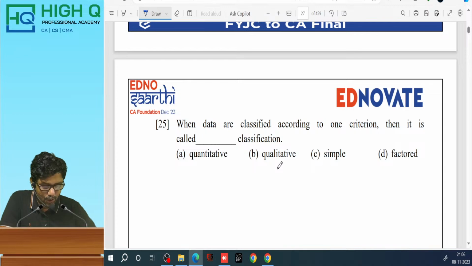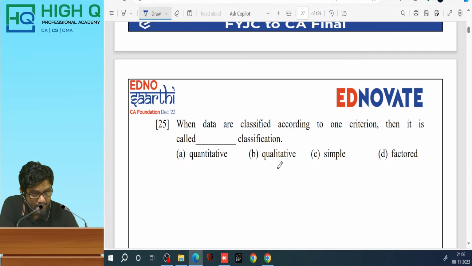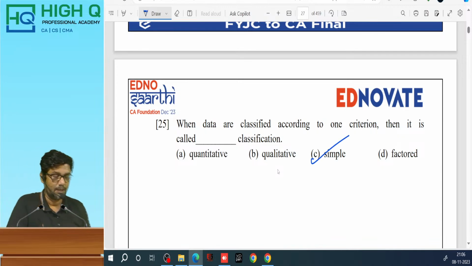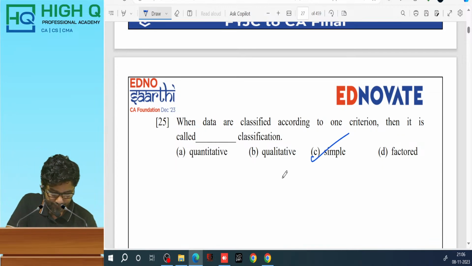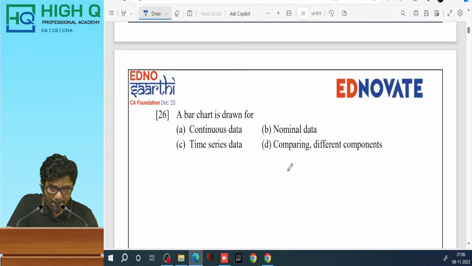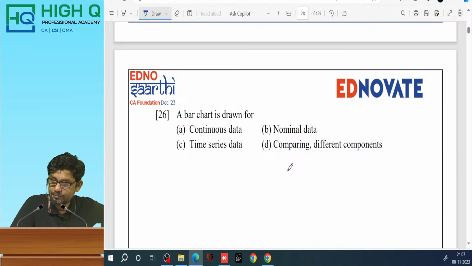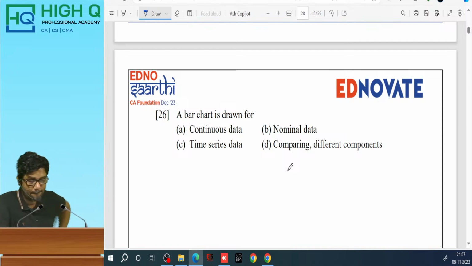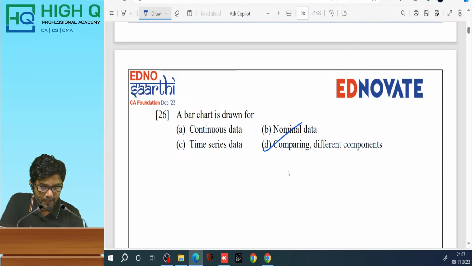When data are classified according to one criterion, then it is called a dash classification. When the data are classified according to one criterion, then it is simple. It is simple. Simple classification. A bar chart is drawn for continuous data, nominal data, time series data, comparing different components. Comparing different components. Actually, for continuous data, we draw a histogram.